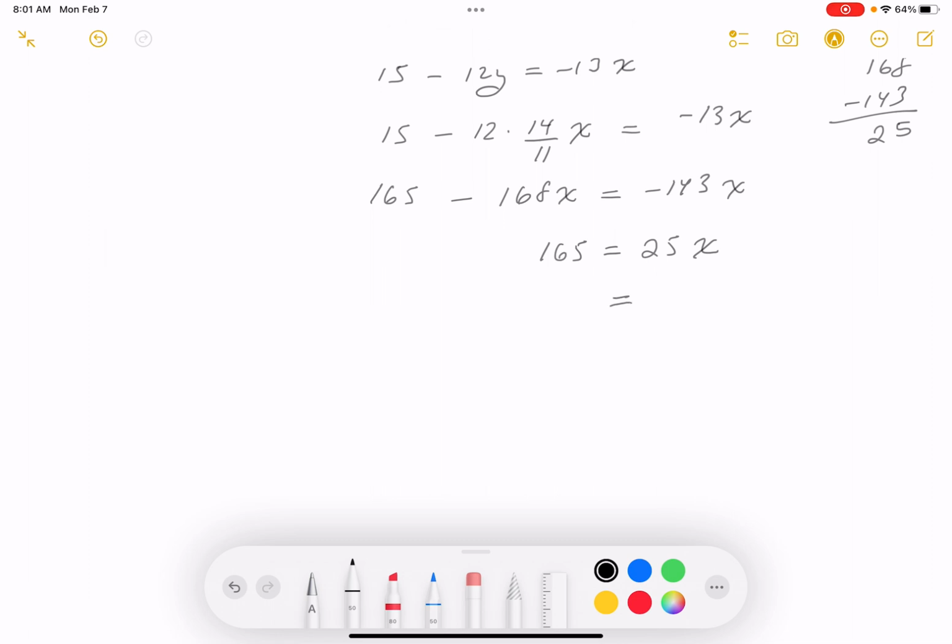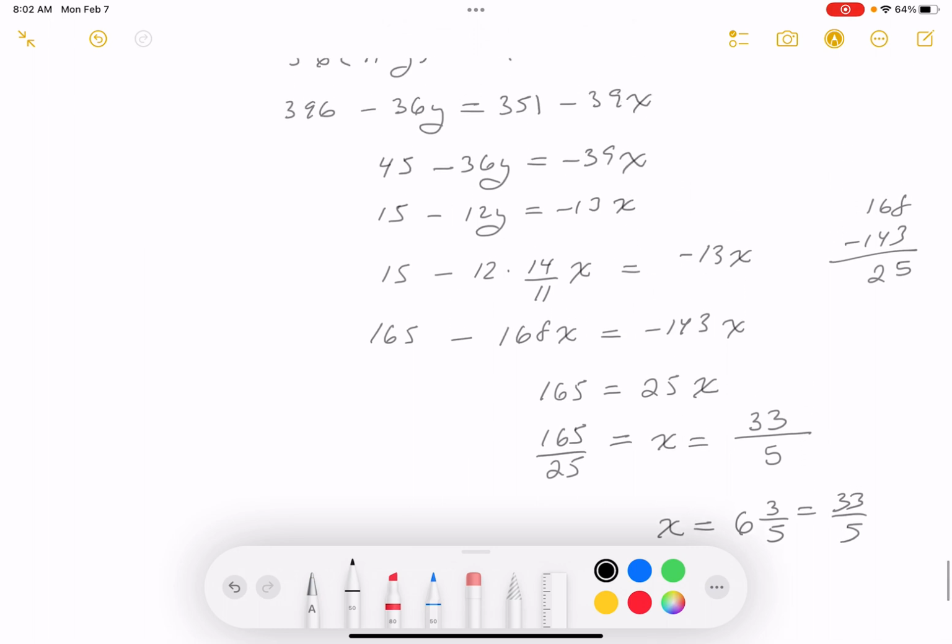Well, I got to keep going. X would be equal to 165 over 25. Well, I'm going to reduce it. 5 goes into 25 5 times. 5 goes into 165 33 times. Let me make sure I did that right. 5 times 30 is 150, and 15 is 165. Yeah, so I got it. And I'll write this one down for you. X equals, well, that's going to go 6 times, right? 6 and 3/5, or 33/5.